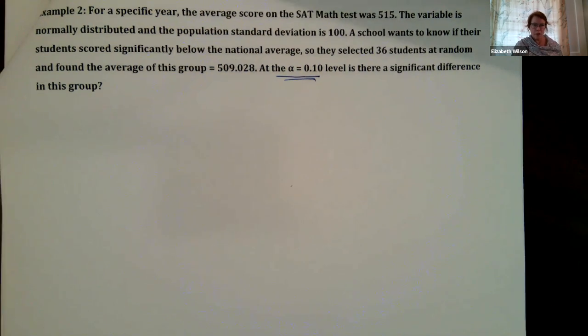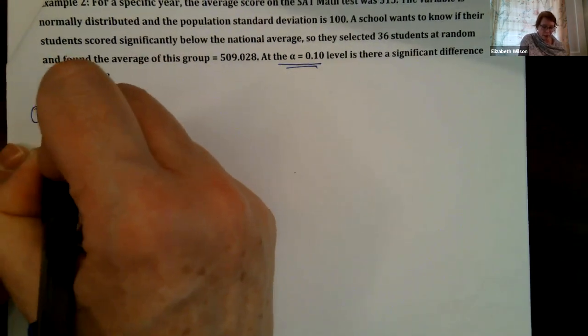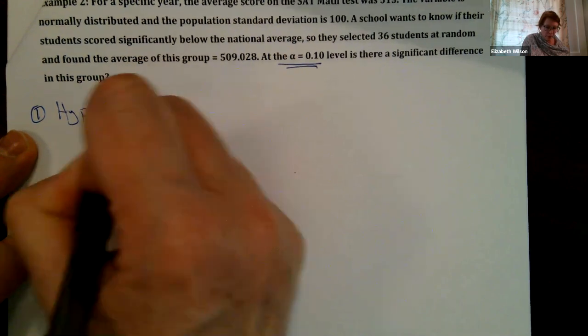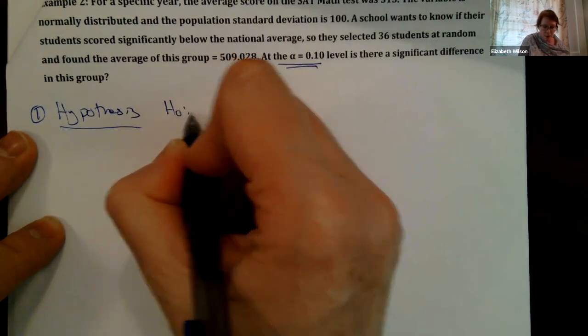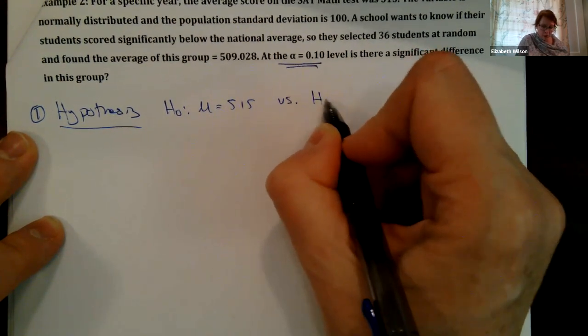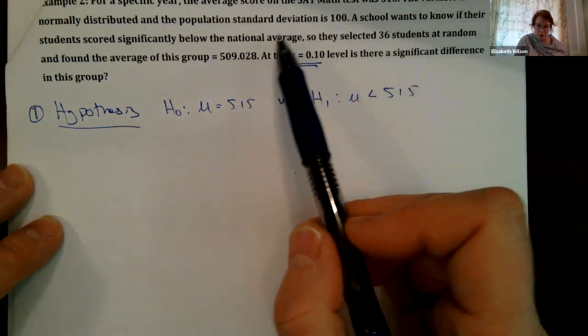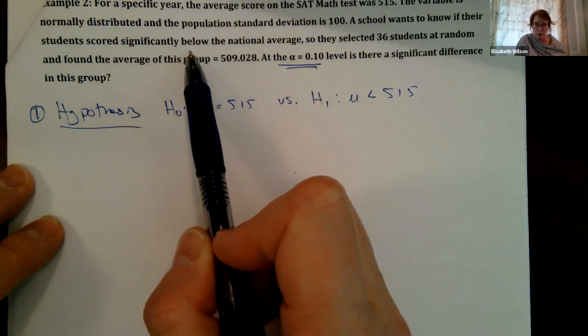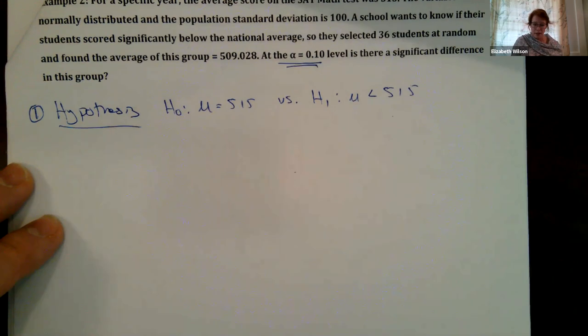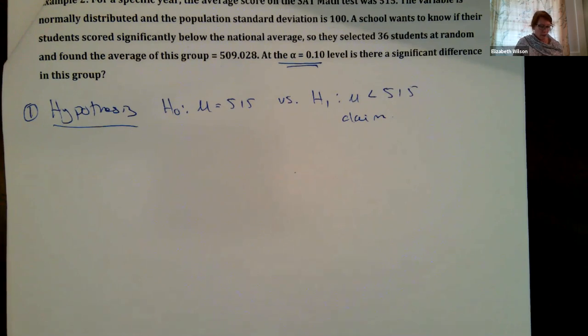All right. So let's go ahead and start this like we have been in the past. I need to write down my different pieces. My null hypothesis is that my mean is equal to 515, versus my alternative hypothesis that the mean is less than 515. Because look, they want to know if their students scored below. So is their average less than the average? This is our claim here, the alternative hypothesis. I'm pulling all this stuff out from the question itself.